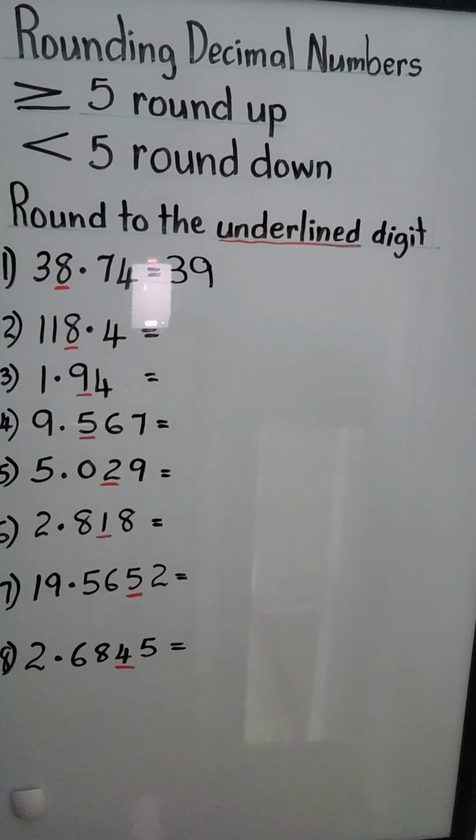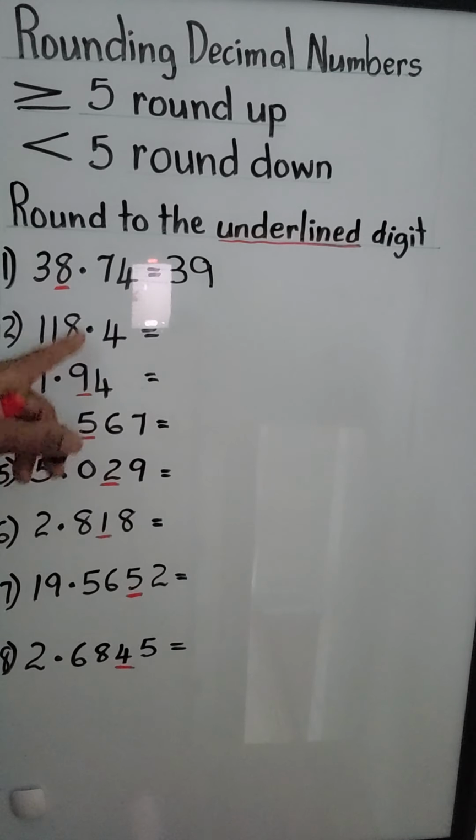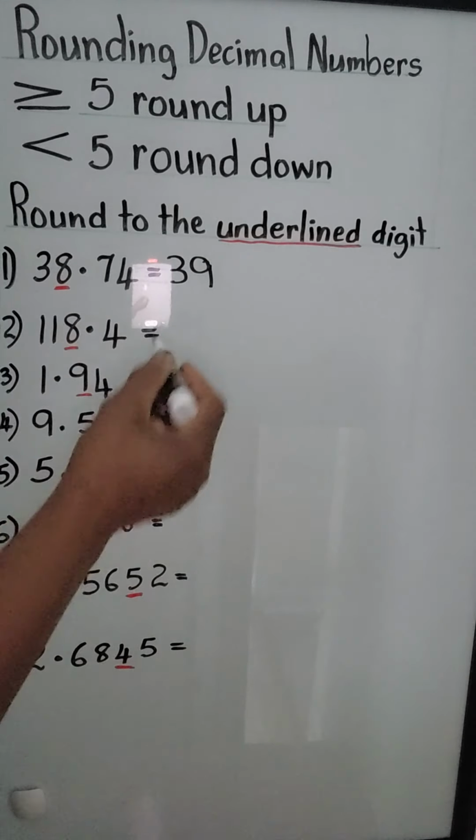Number 2, 118.4, and we're rounding to the nearest whole number, or the nearest ones. The number following is less than 5, so we round down. That means we keep the rounding number.